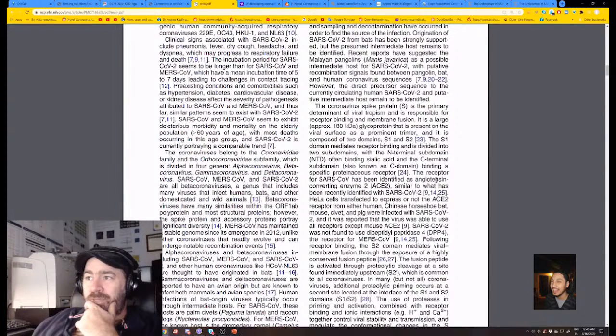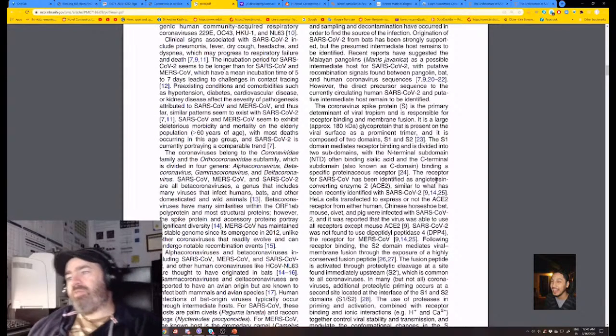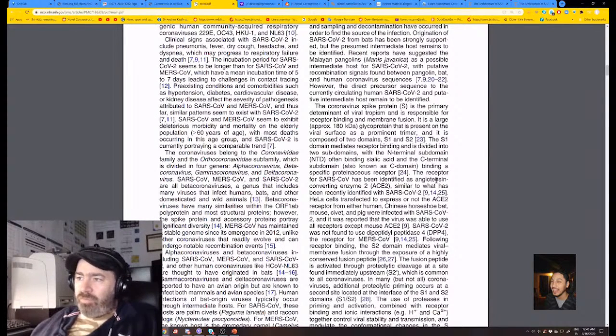So anyway, the receptor for SARS-CoV has been identified as angiotensin converting enzyme, similar to what was recently identified with SARS-CoV-2. HeLa cells transfected to express or not the ACE2 receptor from either human, Chinese horseshoe bat, mouse, civet, and pig were infected with SARS-CoV-2, and it was reported that the virus was able to use all receptors except mouse ACE2. SARS-CoV-2 was not found to use dipeptidyl peptidase 4, DPP4, the receptor for MERS-CoV.